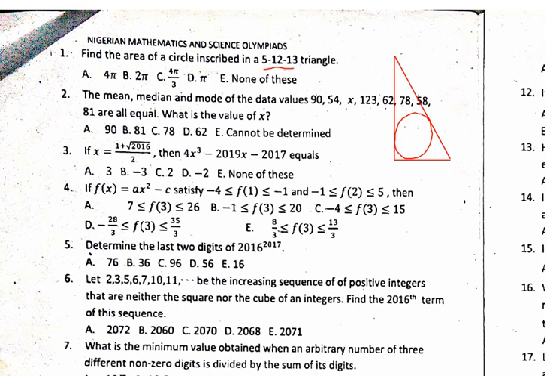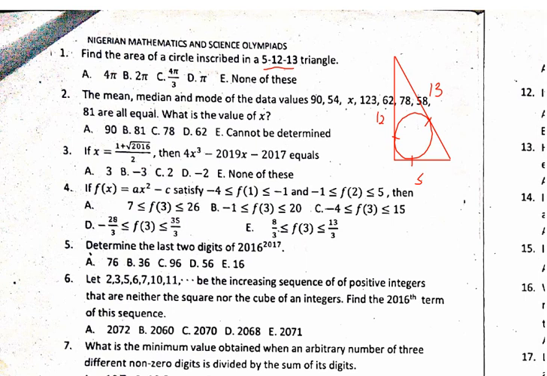And don't forget, there's a theorem in circle geometry. The theorem says tangents from an external point are equal. But before we go there, let's label this triangle. We have 5, 12, 13. Let this side be 5, that's the smallest there. Let this be 12, and let this be 13.